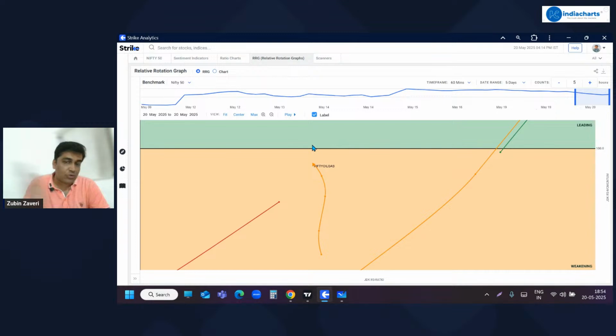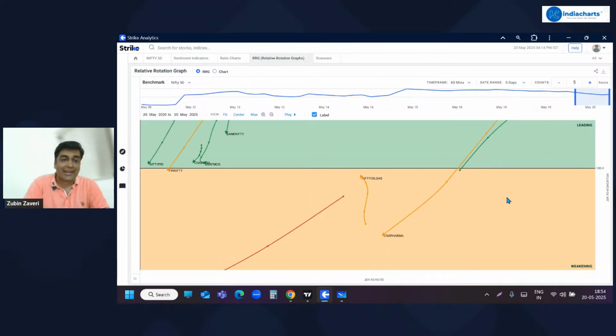Again, you have to compare whether Nifty itself is bullish or not. So wait for Nifty to take support and bounce back. And along with that, if the oil and gas RRG is entering into the leading quadrant, that is the time you go long in oil and gas.